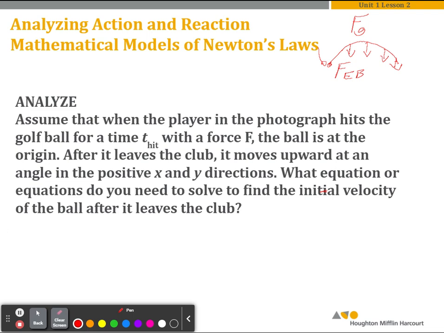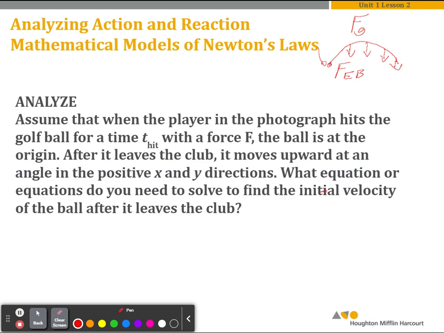So let's say this player hits the golf ball for a time t, because the ball doesn't fly away instantly, right? The club pushes it with a force F. The ball is at the origin. After it leaves the club, it moves upward at an angle in the positive x and y directions. What equation or equations do you need to solve to find the initial velocity of the ball after it leaves the club?